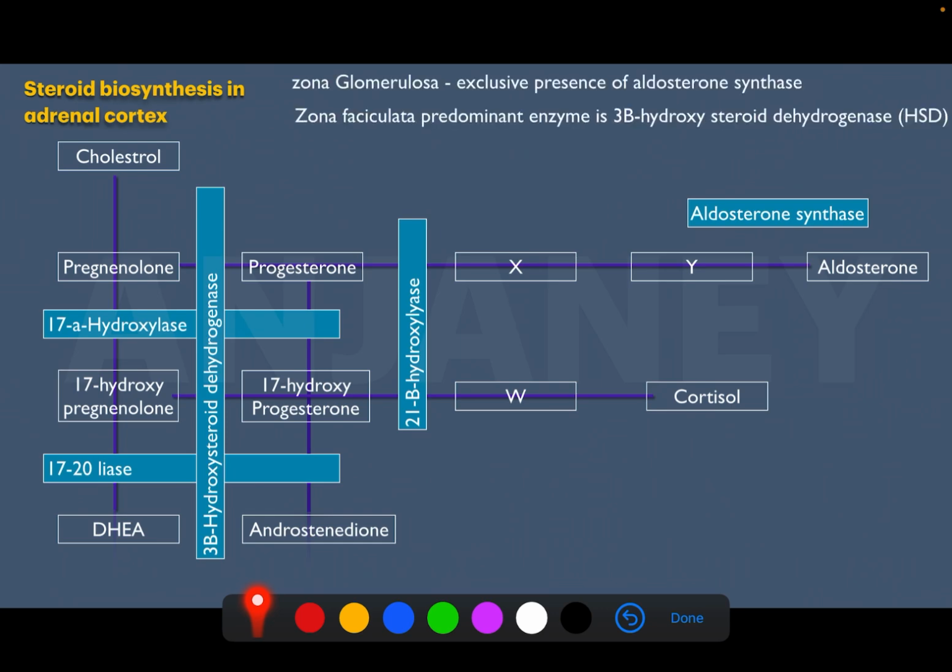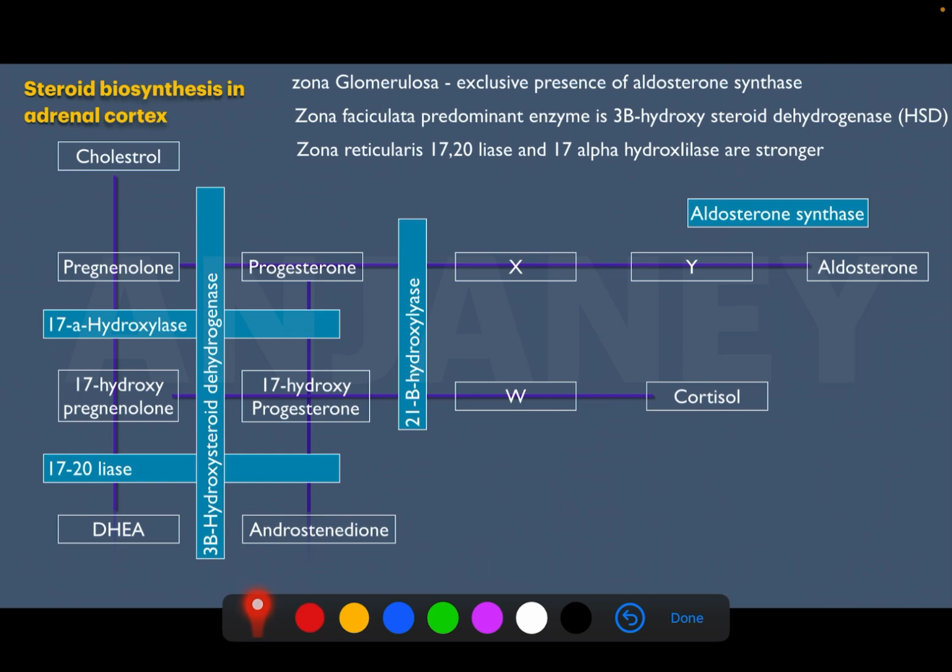Done. So now we have to remember these three lines. Glomerulosa, we all know, makes aldosterone, so it has aldosterone synthase. The fasciculata makes what? Fasciculata makes cortisol, so the predominant enzyme here is beta hydroxysteroid dehydrogenase. The hydroxysteroid dehydrogenase is the one responsible to take all this in this pathway, right? So whenever cortisol is made, the cell has beta hydroxysteroid dehydrogenase, and whenever we want to make DHEA or androstenedione, we need lyase and hydroxylase, right? So in reticularis the predominant enzymes are these.